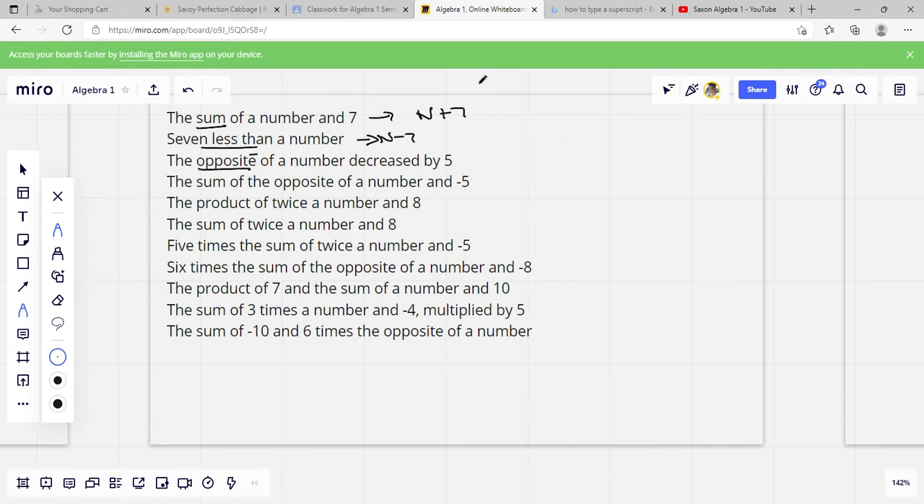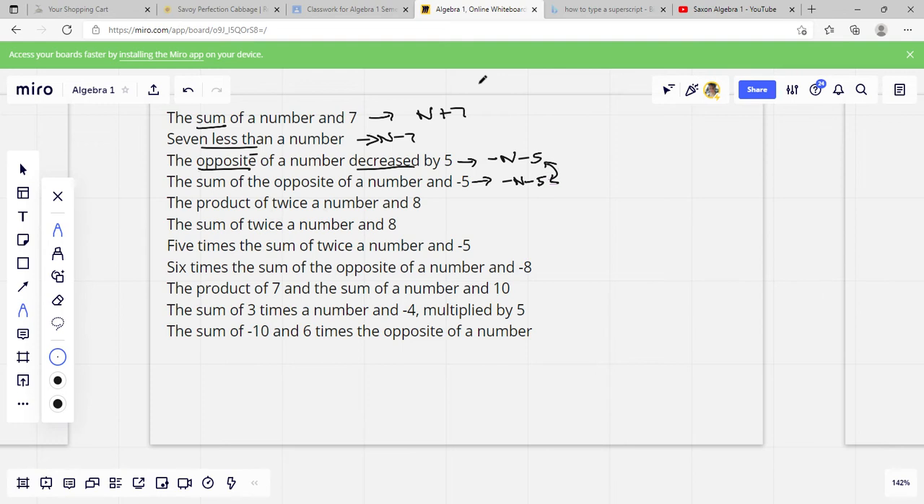The opposite of a number. Opposite means to make it negative, so negative n. The opposite of a number, decreased by 5. Decreased means subtract 5. The sum of the opposite of a number and negative 5, so we want to add negative 5. So negative n minus 5. See how these two are the same? Sometimes you can phrase the same thing differently.